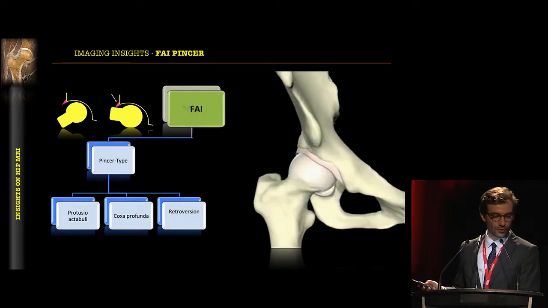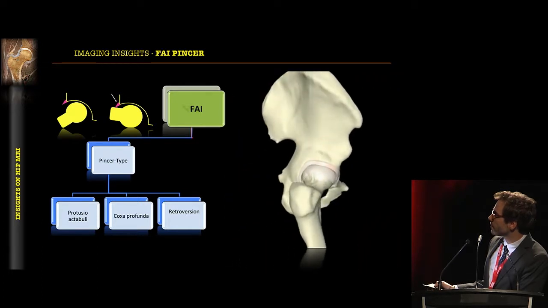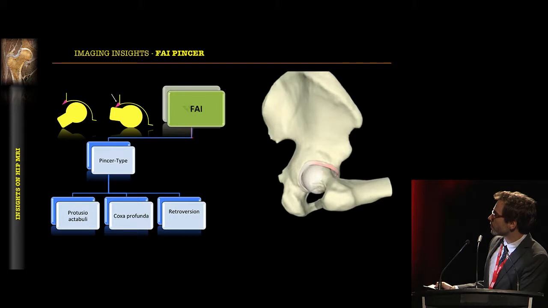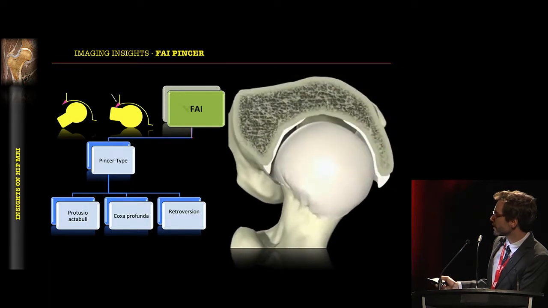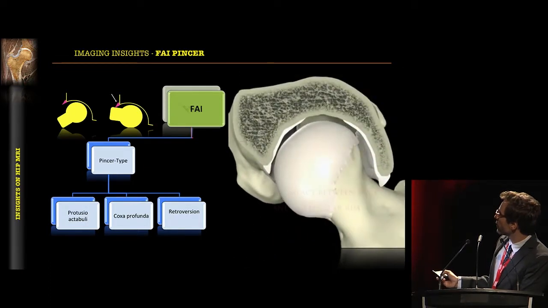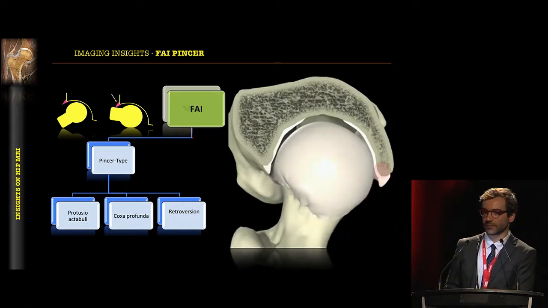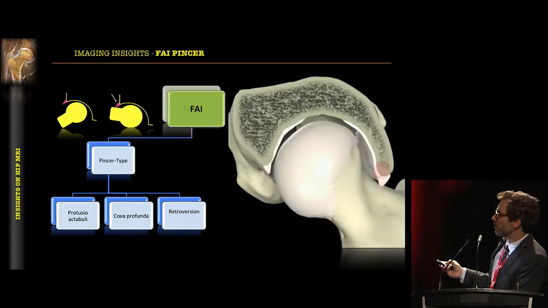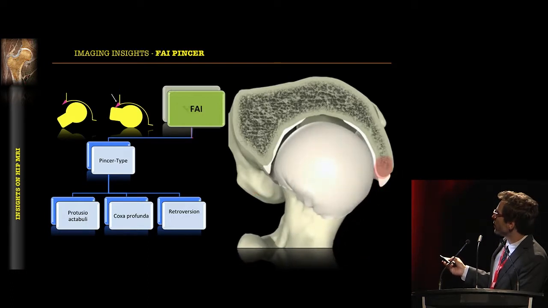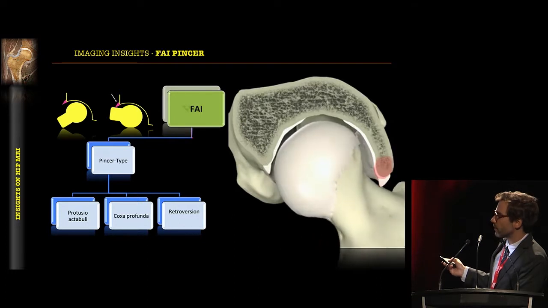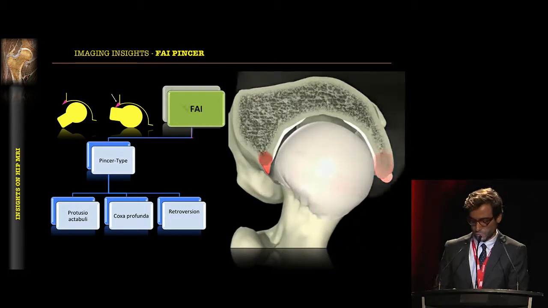Well, the pincer type of impingement, as I told you, is related to overcoverage. It can be general acetabular overcoverage, as in protrusio acetabuli or coxa profunda, or it can be focal overcoverage, like in acetabular retroversion. What we'll have are multiple impacts to the labrum and to the anterior acetabulum that will lead, by repetitive motion and repetitive trauma, to degenerative changes of the labrum and lesion of the chondrolabral junction. Frequently, it's also associated with contrecoup lesions, as I told you before.